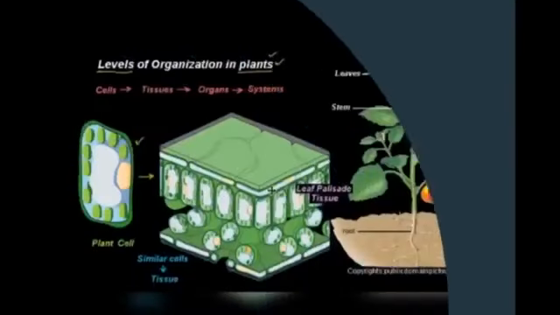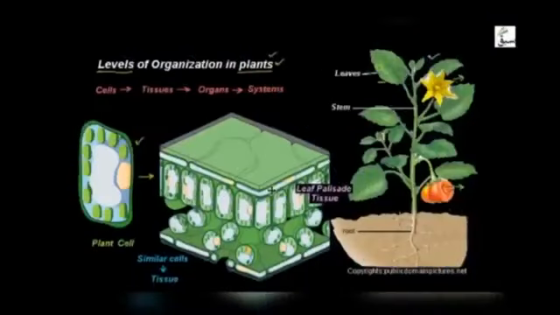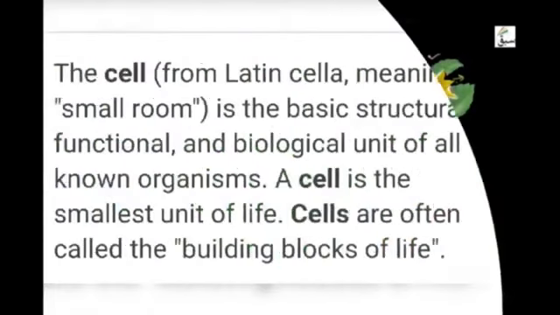The system starts with the cell. Cell is considered to be the basic functional unit of every living organism. These cells join together to form the tissues, the tissues form organs, and the organs form the system, finally leading to a plant. A plant consists of different parts.